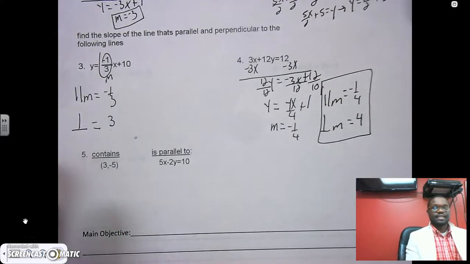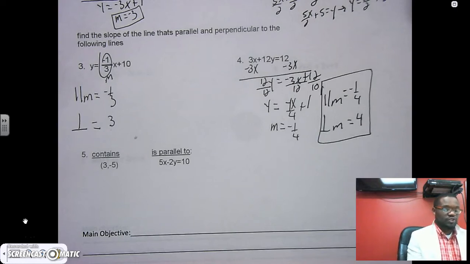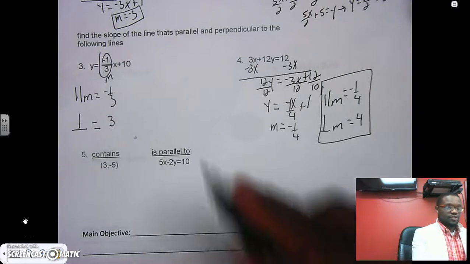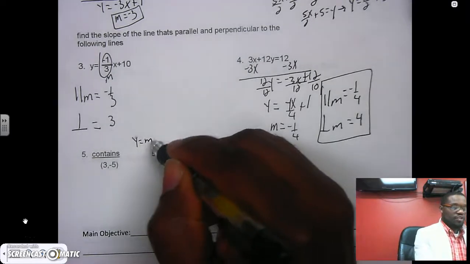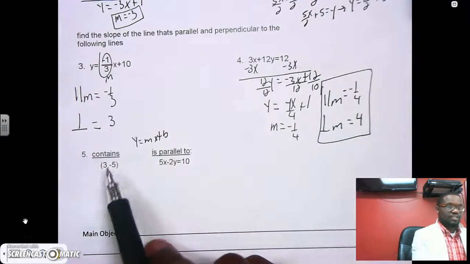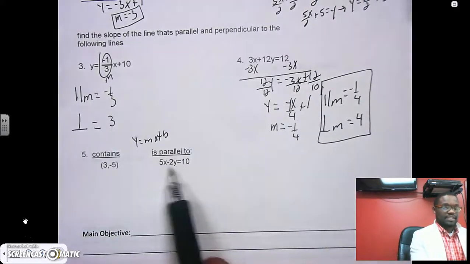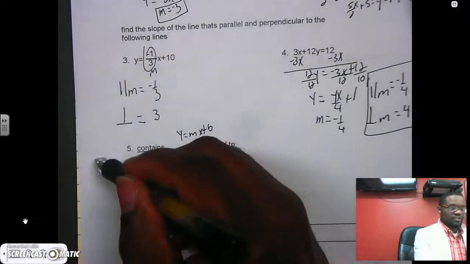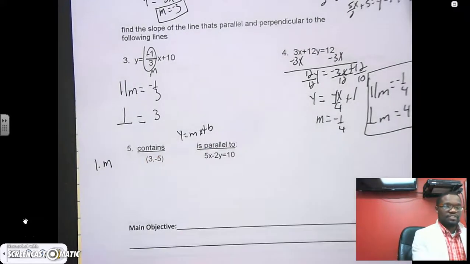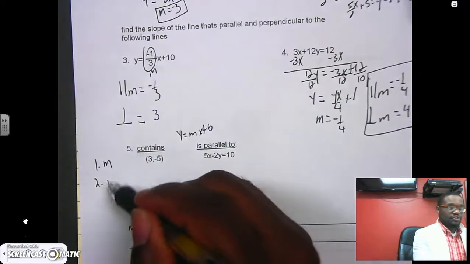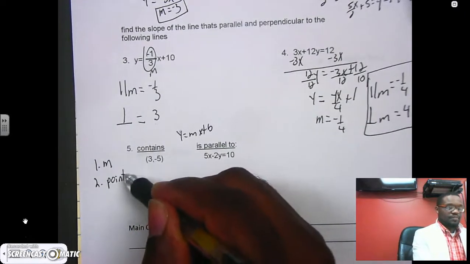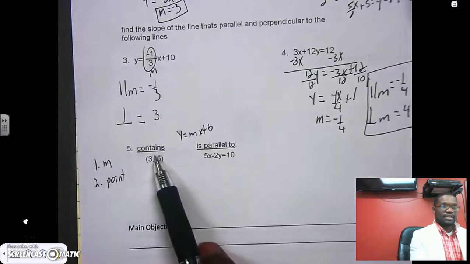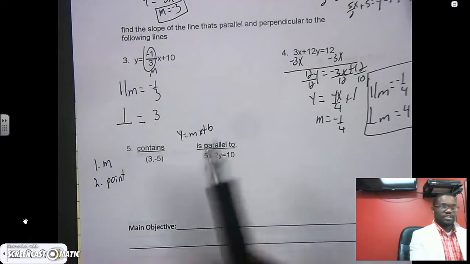Okay? Now, we have this number 5. Now, it doesn't say the whole instructions. The instructions would be, if they were there, write an equation in slope-intercept form for the line that contains this point and is parallel to this line. Keep in mind, in previous notes we discussed that the first thing you need to do in order to write an equation is find the slope, and the second thing you need to do is pick a point. Now notice here I already have a point, and they say it's parallel to this equation.